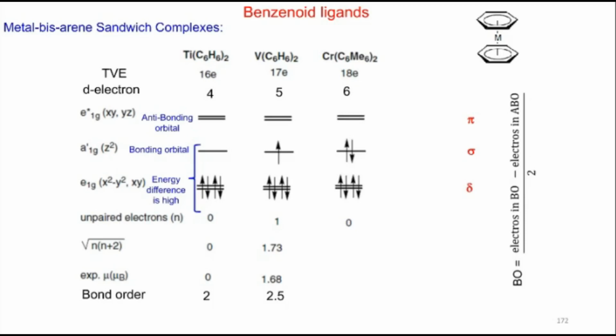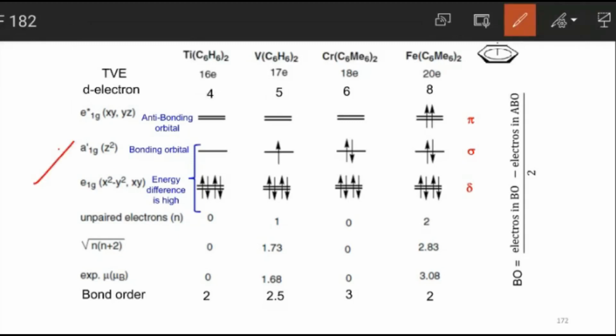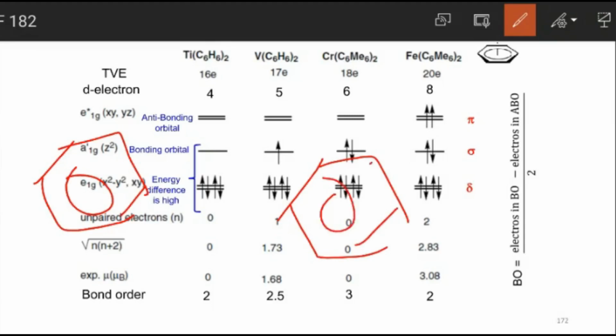Similarly, here you can write all the stuff. In contrast with the cyclopentadienyl, whether you have a simple benzene ligand or a hexamethyl benzene, both always form only low spin complexes.